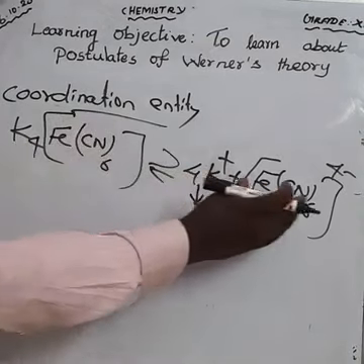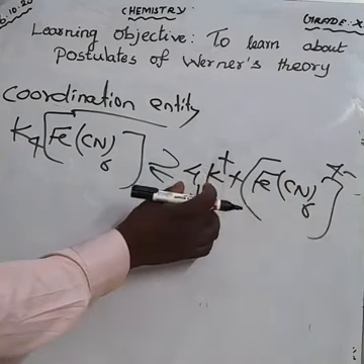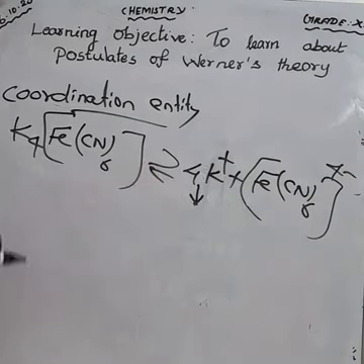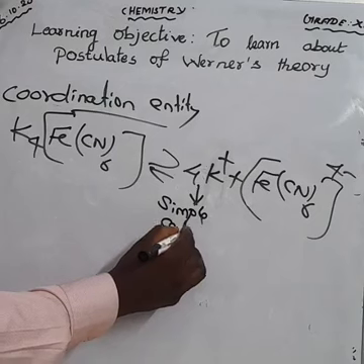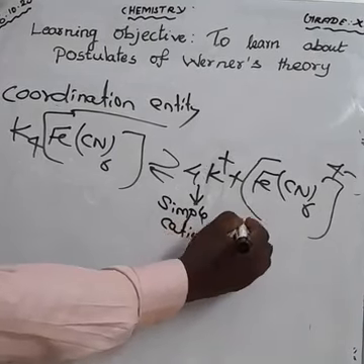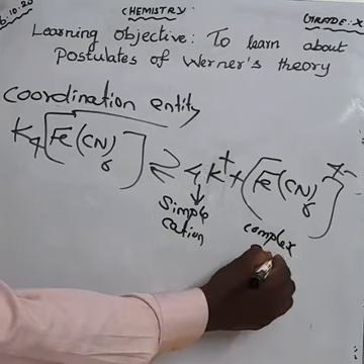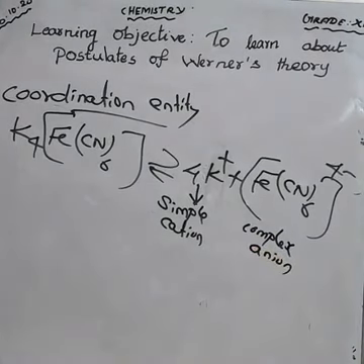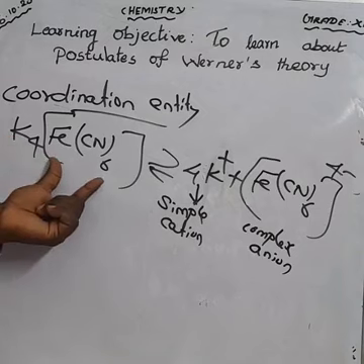This is an ion. This is the complex anion. Okay, complex anion, spectator cation. Here, this is one of the complex. Here, the coordination entity is enclosed in a square bracket. Okay, enclosed in a square bracket.